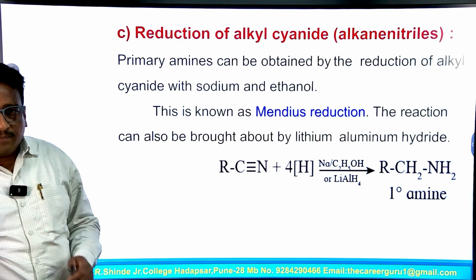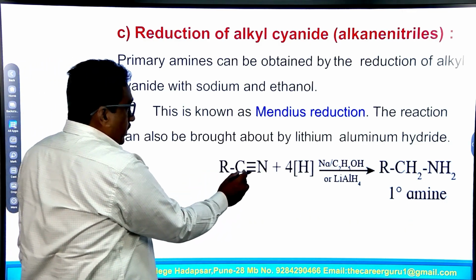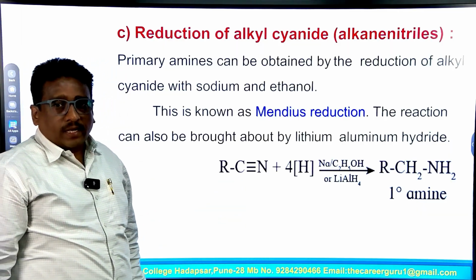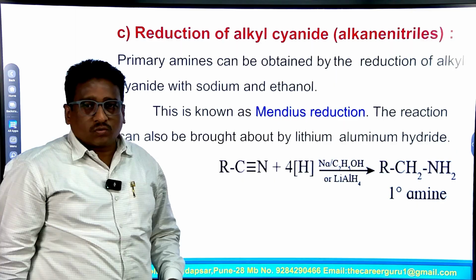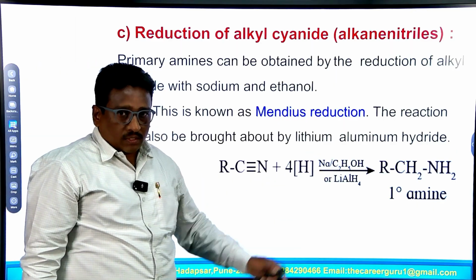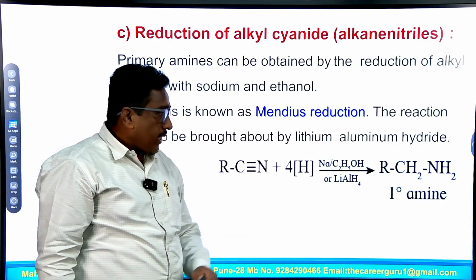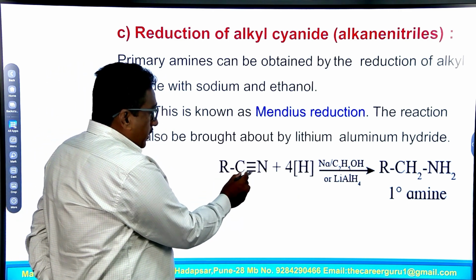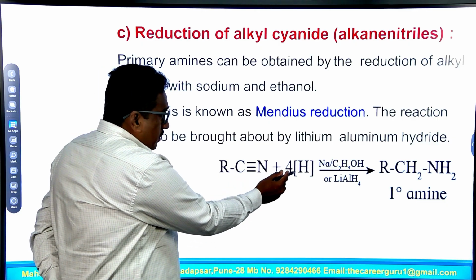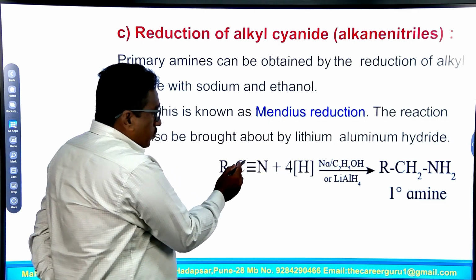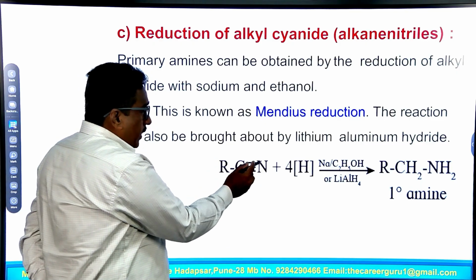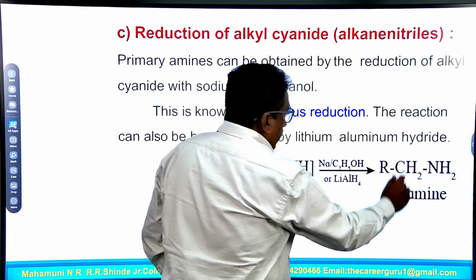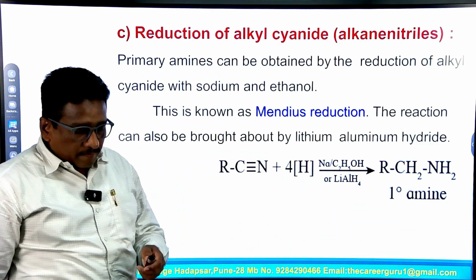In this reaction, suppose R-C≡N, an alkyl cyanide, also called alkane nitrile, reacts with 4 nascent hydrogen atoms from sodium metal in ethanol or lithium aluminum hydride. The carbon-nitrogen triple bond breaks, and out of the 4 hydrogen atoms, 2 attach to the carbon atom and 2 attach to the nitrogen atom, forming RCH2NH2, the primary amine.